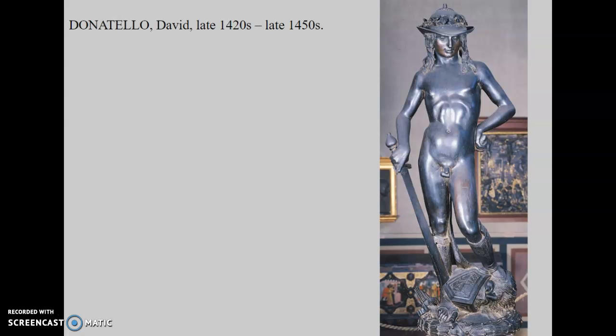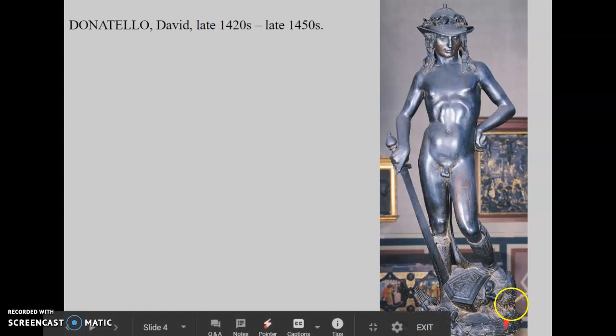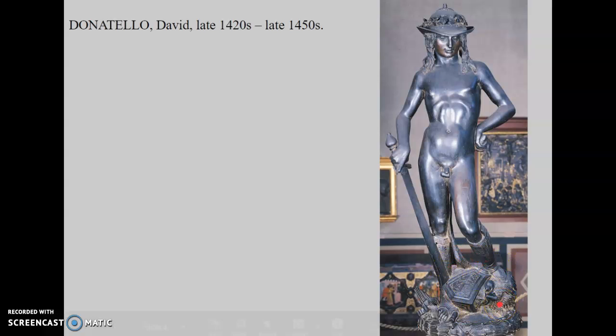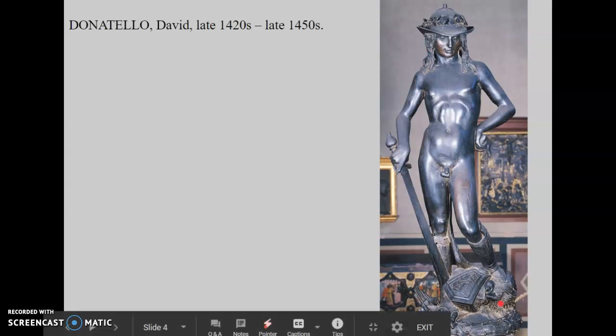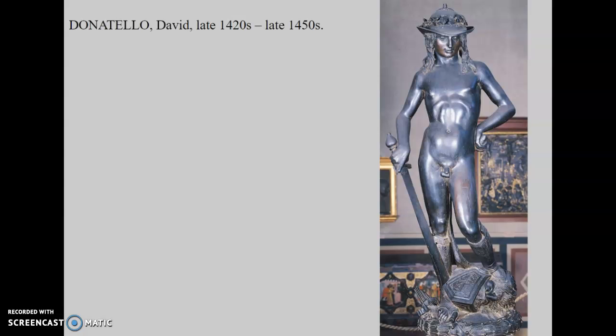So this image shows us David from the story of David and Goliath. And we see David in his moment of victory. He's standing victorious, holding Goliath's sword, and we can see the head of Goliath here at the base as well. But what's really notable about this piece is that David is nude, one stylistic aspect that comes directly from classical models, and he's standing in a stance known as contrapposto.